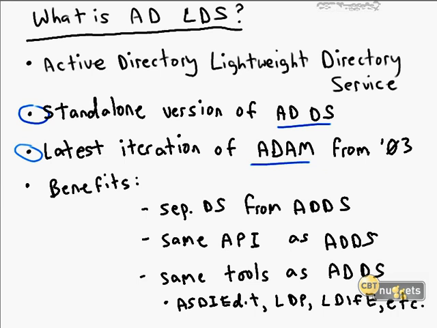AD-LDS uses what's called the Extensible Storage Engine, or ESE, for its data storage, its file storage. LDS is what's called a hierarchical file-based directory store, and it uses the same TCP/IP protocol that standard Active Directory Domain Services uses. That's Lightweight Directory Access Protocol, or LDAP.